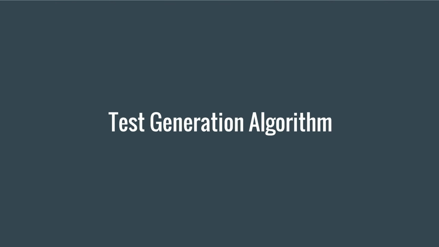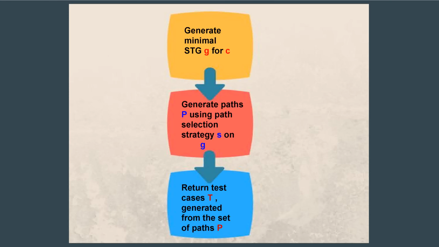Let's see the algorithm used to generate test cases. First, a minimal STG is generated, then a set of paths P is generated using the path selection strategies like path coverage, edge coverage, and weak edge coverage. Finally, test cases are generated and returned from the set of selected paths.